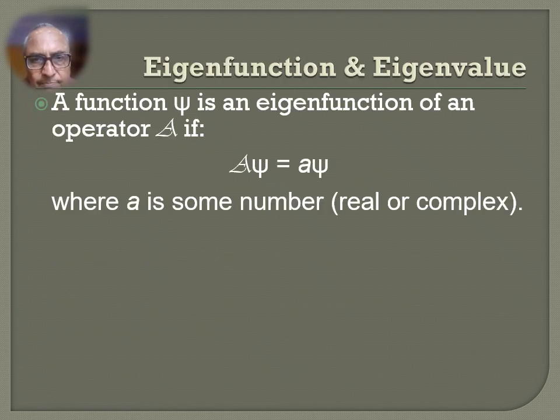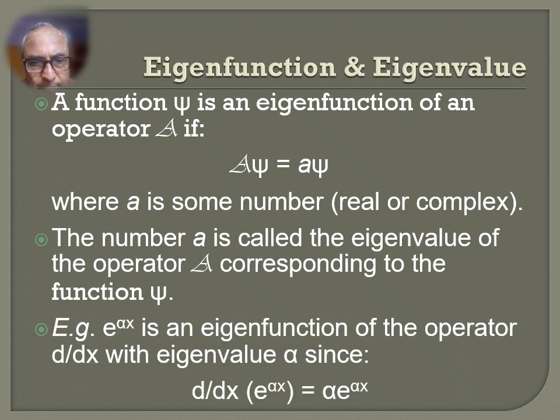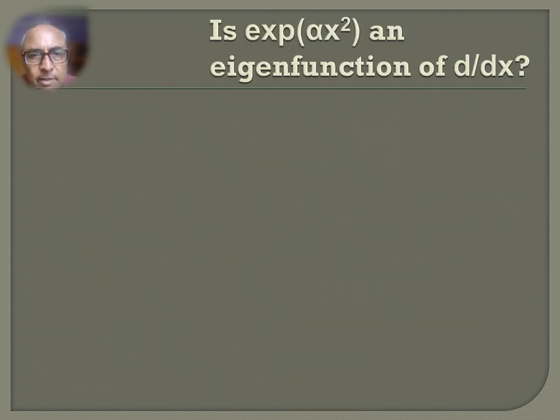A function psi is said to be an eigenfunction of an operator A if the operator A operating on the function psi gives some number small a times the same function psi. The number a is called the eigenvalue of the operator A corresponding to the function psi. For example, e to the power alpha x is an eigenfunction of the operator d by dx with eigenvalue alpha, since d by dx operating on e to the power alpha x gives alpha times e to the power alpha x. Is e to the power alpha x squared an eigenfunction of d by dx?